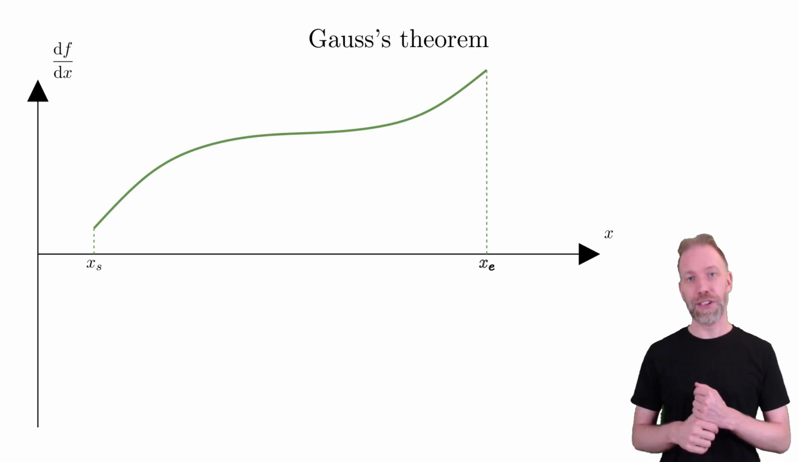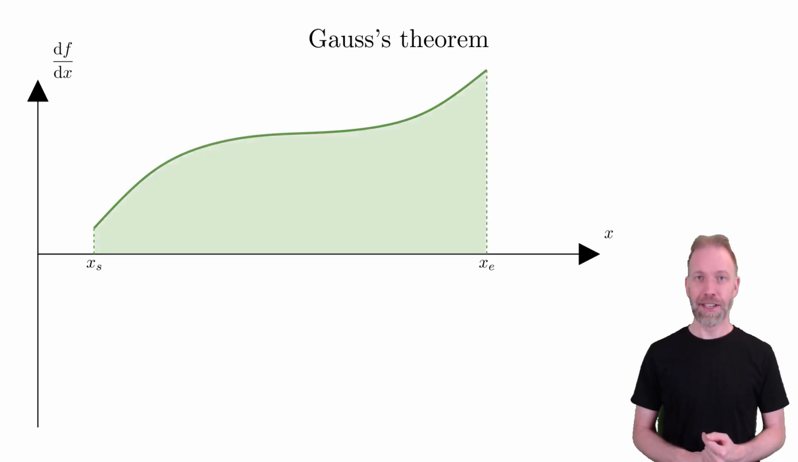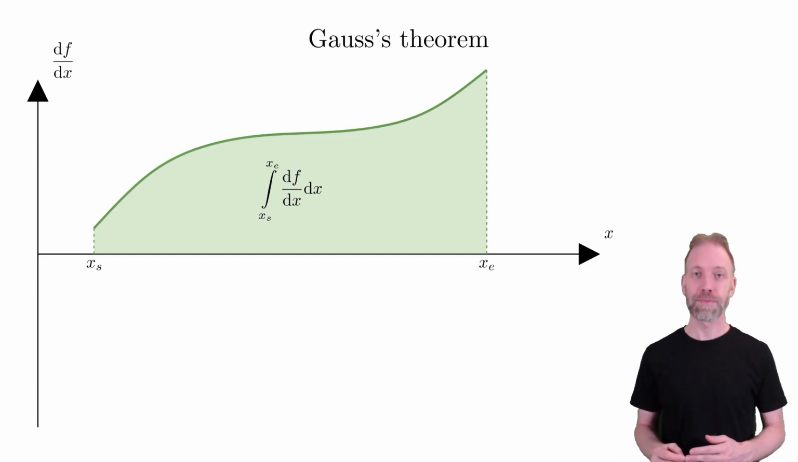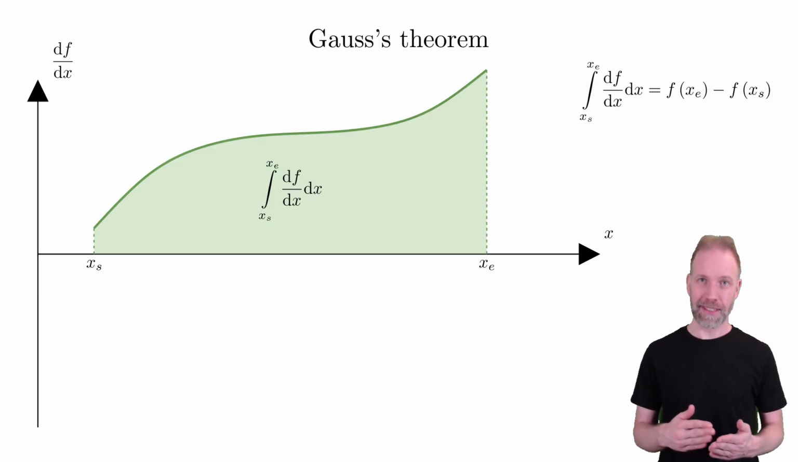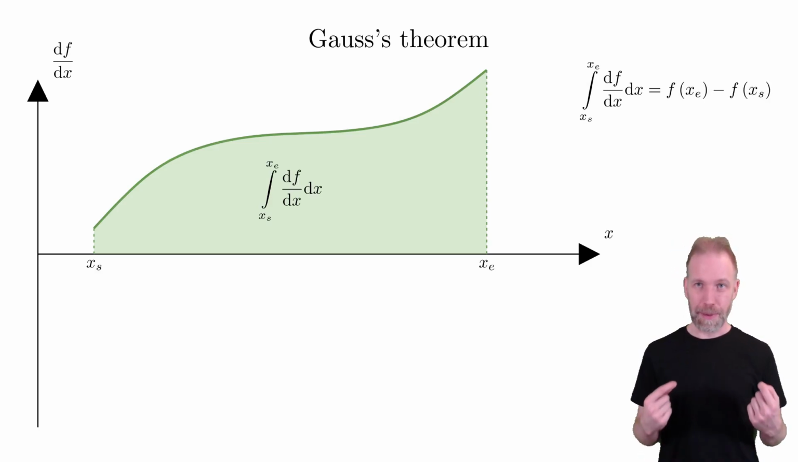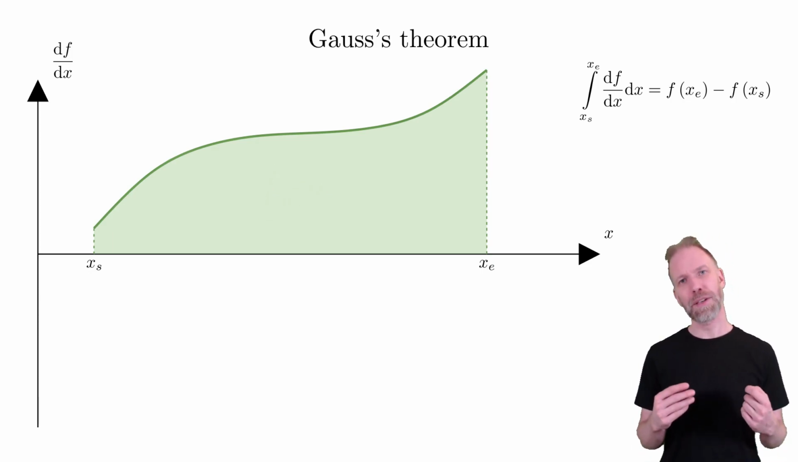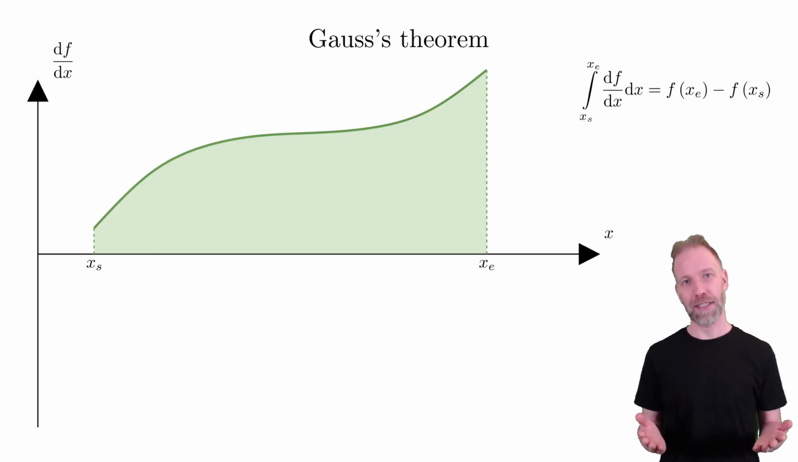Make a plot with the derivative f prime of x on the y-axis and assume that we integrate from xs to xe. The solution to this integral is f of xe minus f of xs, which we have used many times already. One way to motivate this expression is the following.